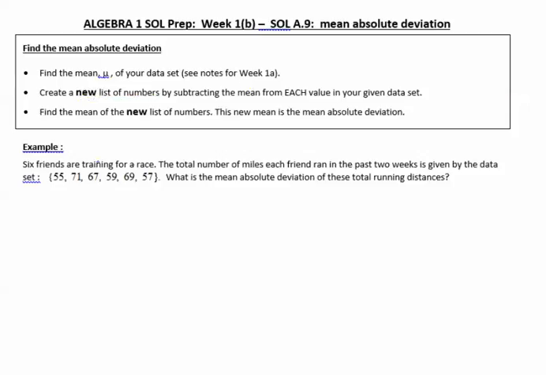Here they're saying that 6 friends are training for a race, and the total number of miles each friend ran in the past few weeks is given by this data set. What is the mean absolute deviation of these total running distances? It's very important when you're taking the SOL that you read carefully. They're not asking for the regular mean. It's the mean absolute deviation. It's a different thing. So always read carefully.